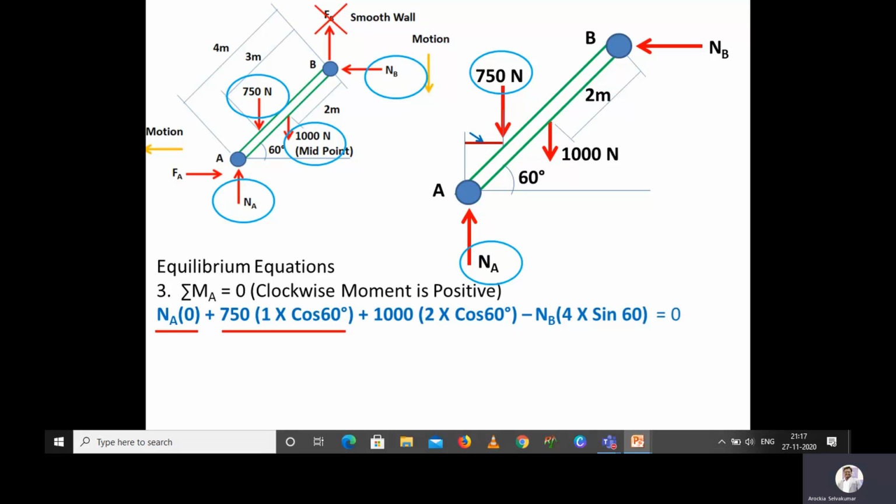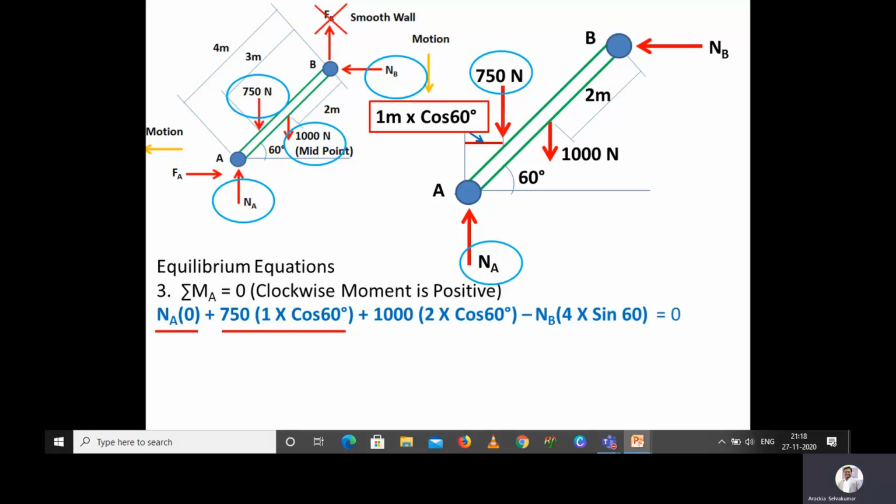So we know very well that the diagonal value of the ladder up to that point is 1 meter because from B he is standing 3 meters. So with respect to point A, it will be 1 meter. So we know the formula that 1 meter multiplied into cos 60 will give the perpendicular distance of 750 Newton. So that's what we have substituted: 750 multiplied into 1 into cos 60. For better understanding, I have put 1.